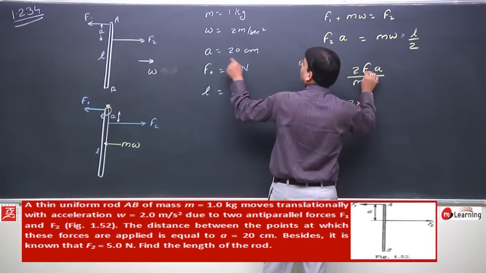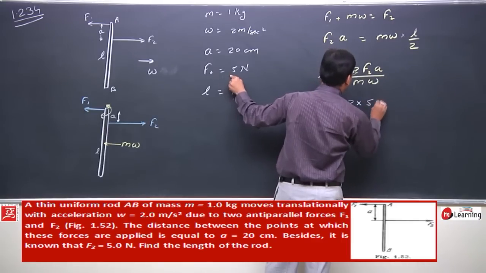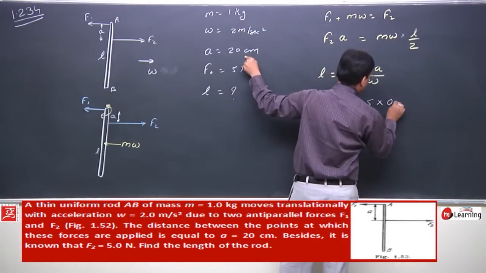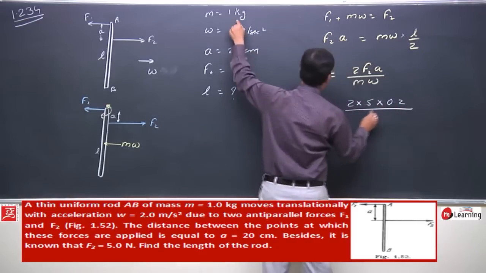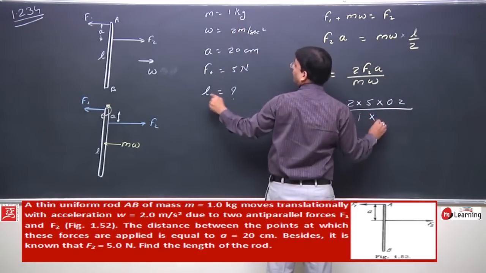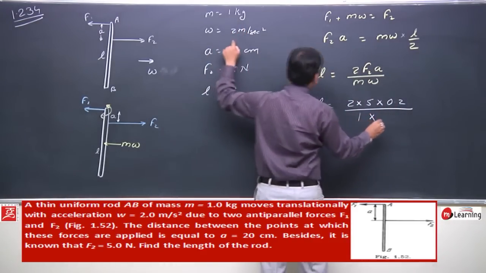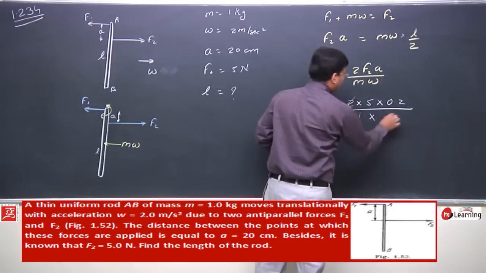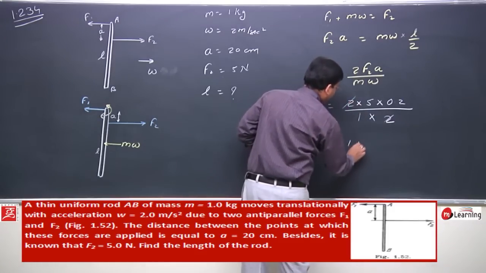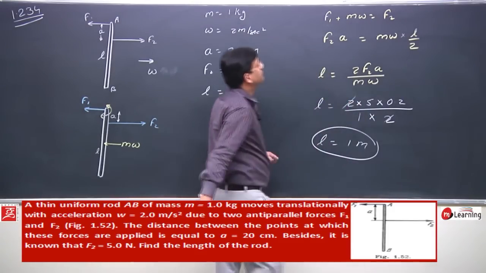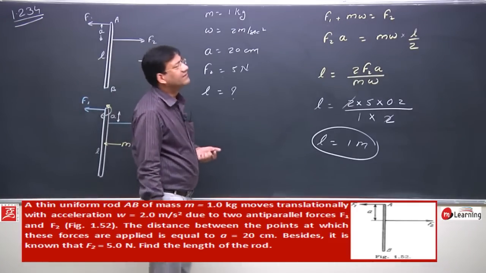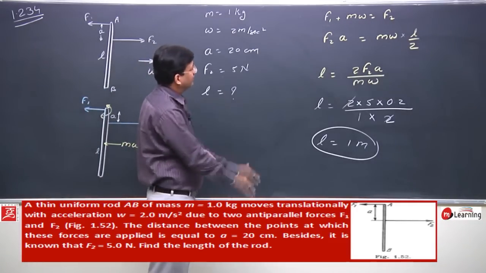Or this length is equal to 2 into, for F2 I'll write 5 Newton, for A I'll write 0.2, for mass I'll write 1, and for W I'll write 2. So this length comes out to be 1 meter, and I can also determine force F1. Please note it down.